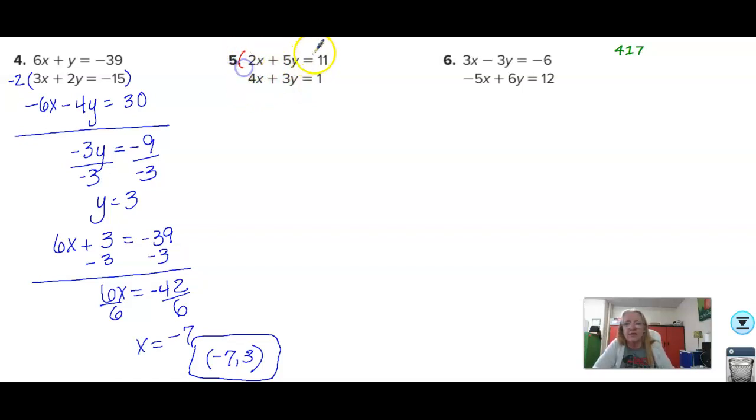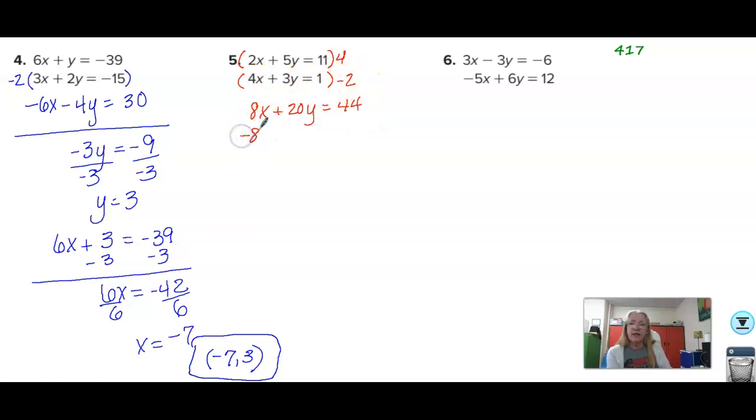So this equation is going to have to be multiplied by 4. This equation is going to have to be multiplied by -2. Now, why did I multiply this one by a negative? Because right now these x terms are both positive. I want to have positive 8x and -8x. That's why I chose -2. Now I'm multiplying the first equation by 4. That gives me 8x plus 20y equals 44. I'm going to multiply the whole second equation by -2.